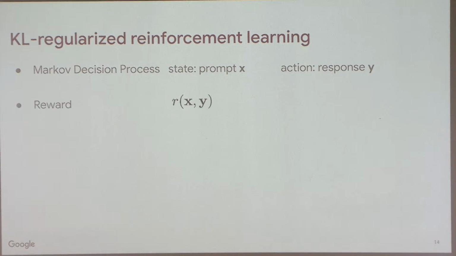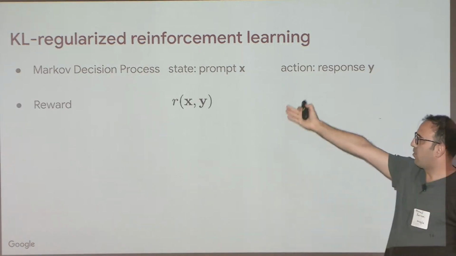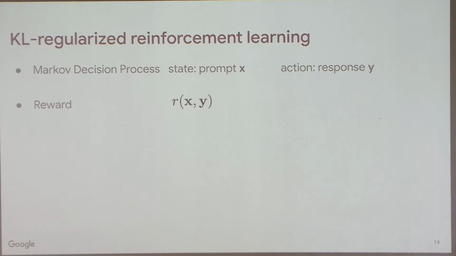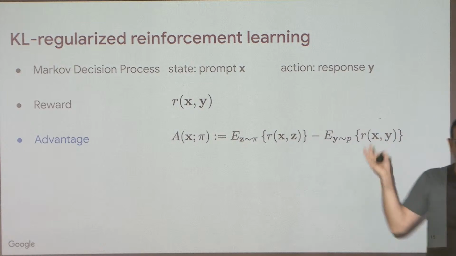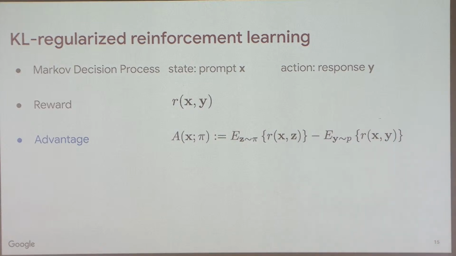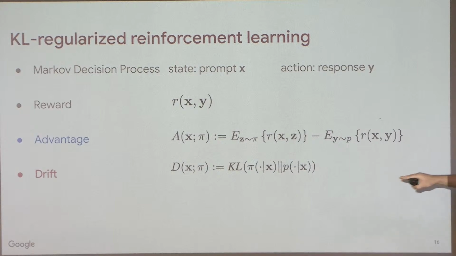And then you're going to have the reward, where you get rewarded for every response, based on the actions that we take. And we think about the expected reward. I'm just defining it as an advantage function, but we really don't have to do that. Then, because the second term is a constant, we define a drift from the base policy, which we define as a KL divergence between the policy pi and the base policy p.